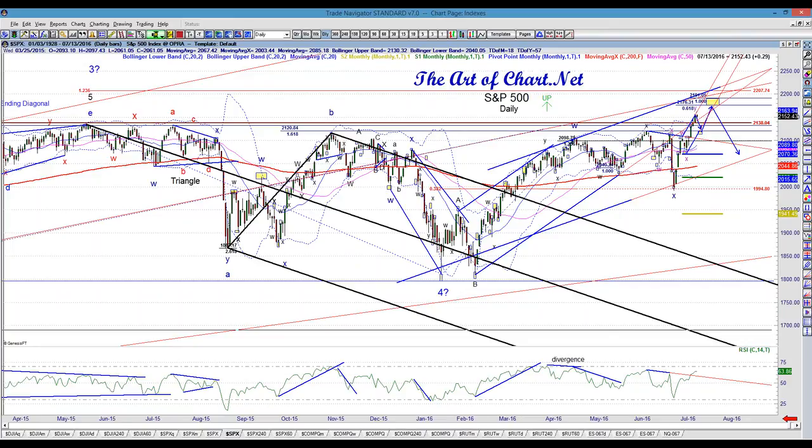So, I mean, the thing is, on a big move, you will get a topping process. I think we're probably about to enter the topping process for this move, and that's probably going to take a month or two. Yep.